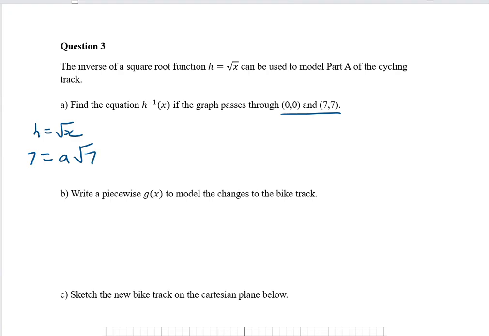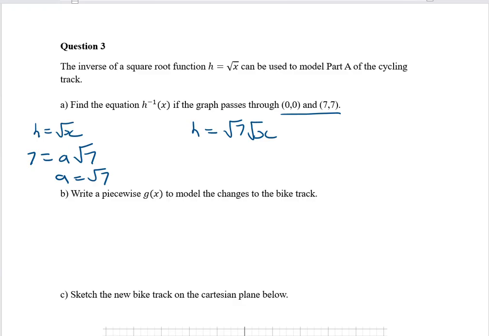Now I would like to get a by itself. Now we know that if a is square root 7, then both sides are equal. So straight away I can jump to that. So the next part is I'm just going to rewrite my equation. So I've got h is equal to square root 7 square root x.